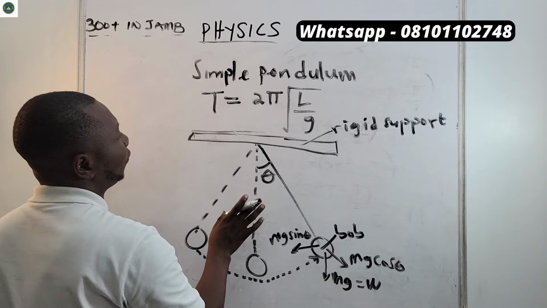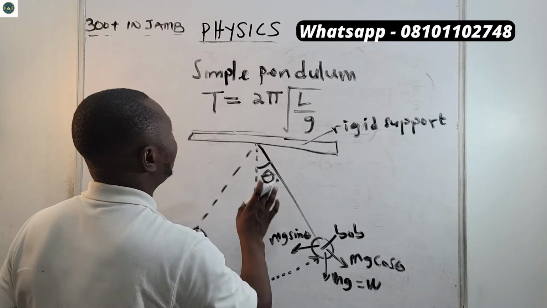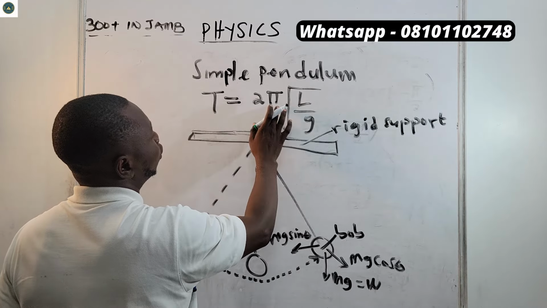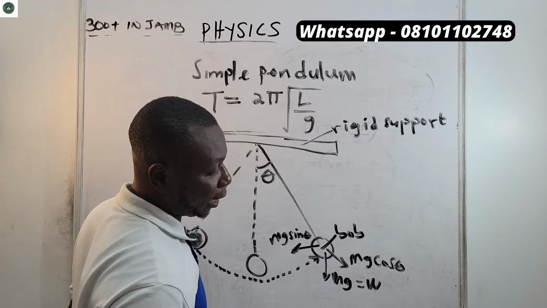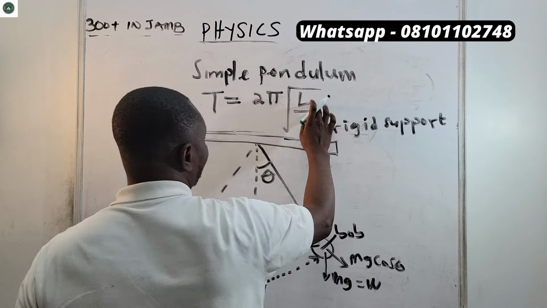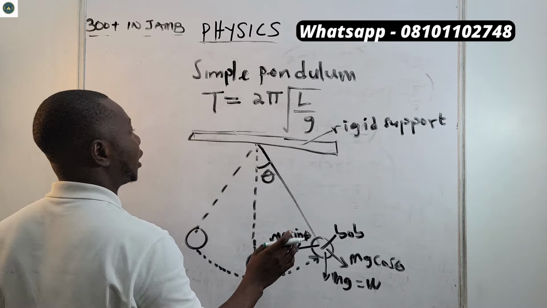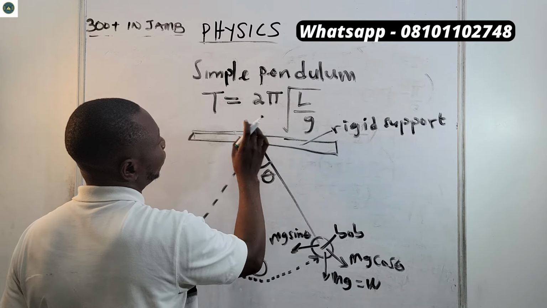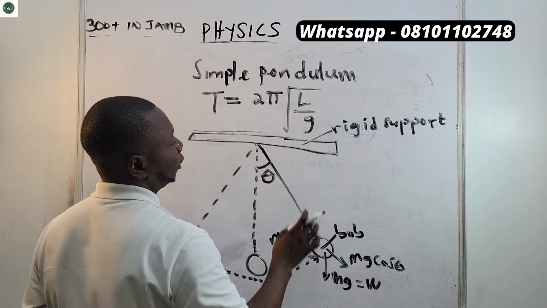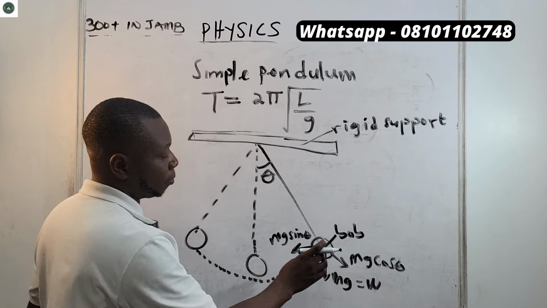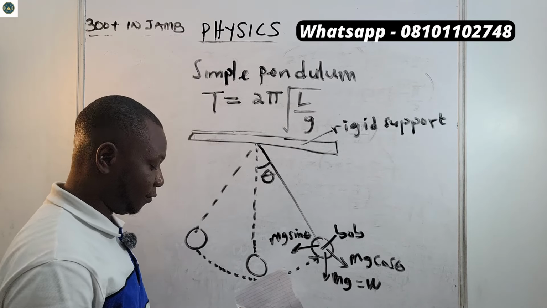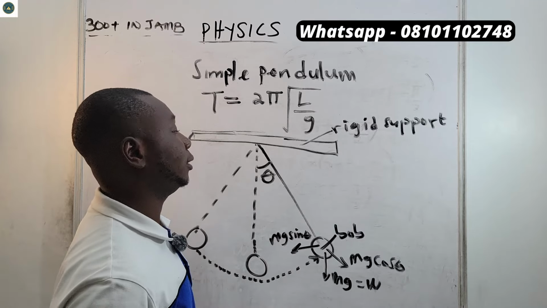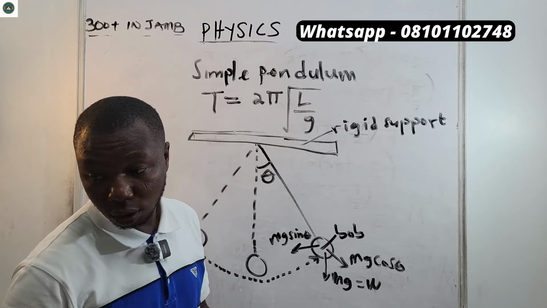Now, the period of a simple harmonic motion is 2 pi square root of L over G. Here, L is the length of the string, either rope or string. Then you have G, which is gravity, because the mass of the bulb is under the influence of gravity. The weight of everybody is acting downward.